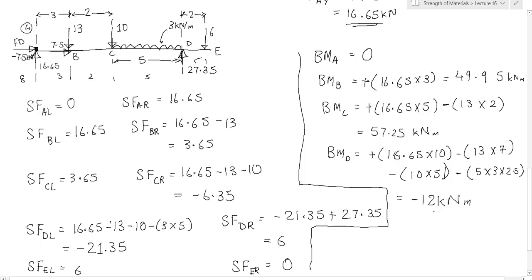Now what I have to do? Last I have to do bending moment at E. Because it is the last point, we can consider the forces to the right. So bending moment at E will be 0. Now that I have all the bending moments and all the shear forces, I can draw the shear force diagram and the bending moment diagram.